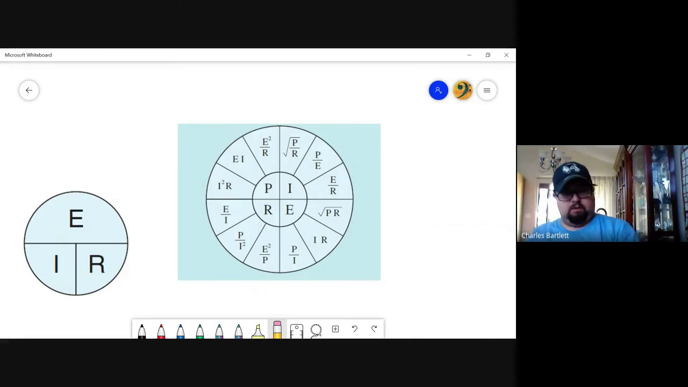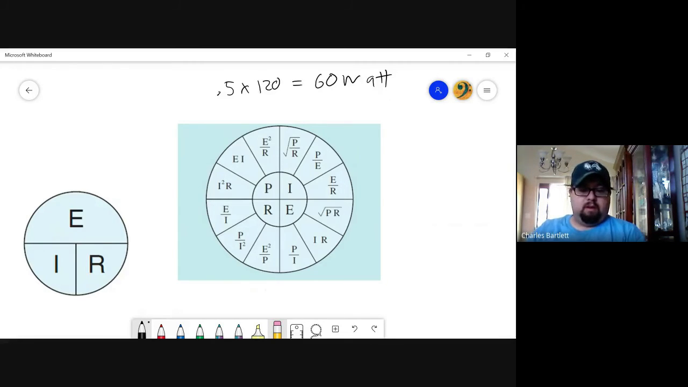All right, so how do we use the power? If power is watts, simply I times E. So if we used our previous values of 0.5 times 120, then we get 60 watts. That's why it shows it. Okay, so if we have a 60 watt light bulb and we know what the resistance would be on that, it'd be 240.